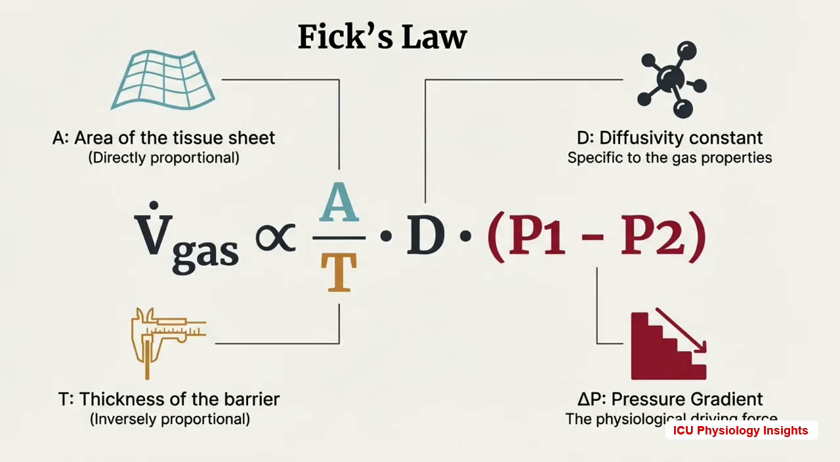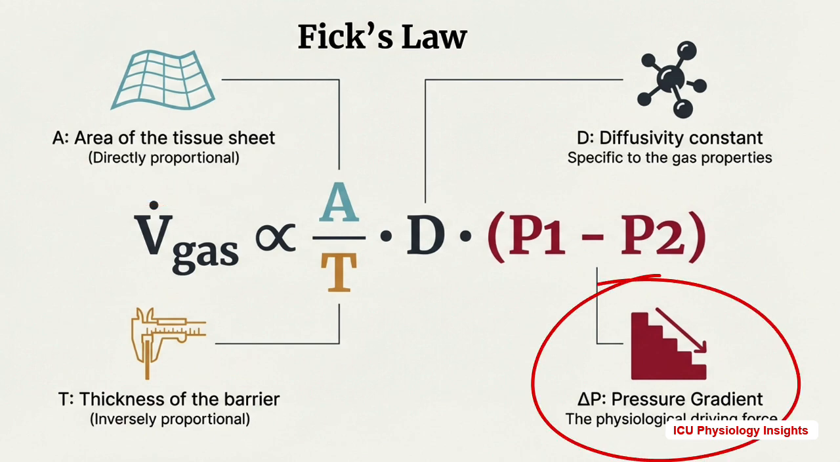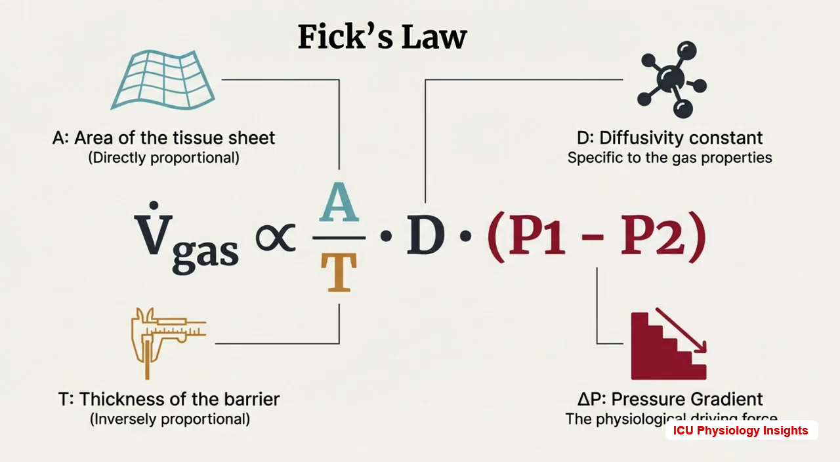Fick's law really gives us the blueprint here. The rate that a gas moves, V dot gas, is directly proportional to a few things. First, the surface area, A. The more area you have, the more gas can cross. Second, the partial pressure difference, P1 minus P2. That's the driving force. The bigger the gradient, the faster the flow.